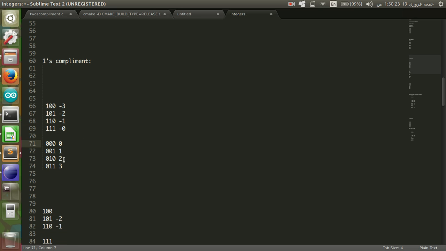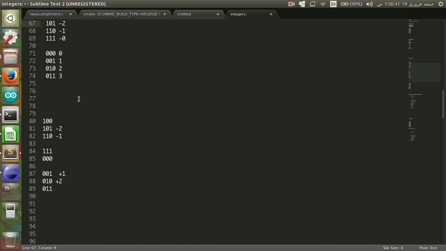And the great thing about ones complement is that if you have a number, let's say you have 2, which is 0 1 0, if you want to go to negative 2, you just have to invert all of its bits. So negative 2 would be 1 0 1, and which you can see right over here.